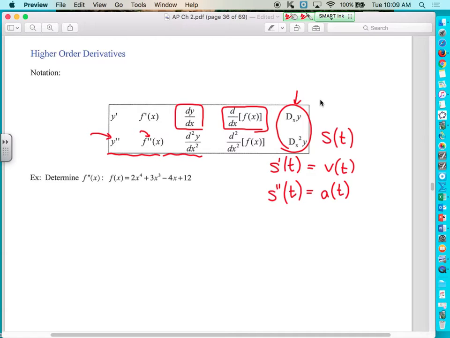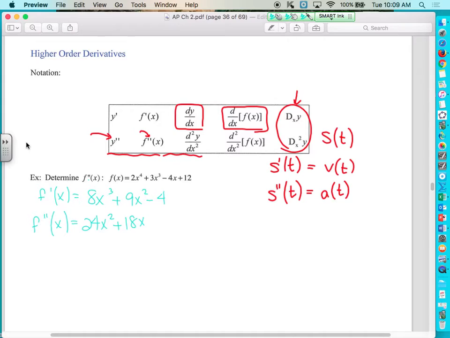So higher order derivatives, you just keep taking the derivative until you get to whatever derivative they want you to find. So in this case, they ask us to find the second derivative, f double prime. In order to get there, you need the first derivative. So if I find the first derivative, I have 8x cubed, 3 times 3 would be 9x squared minus 4. And then for the second derivative, let's just take the derivative again: 24x squared and 18x.